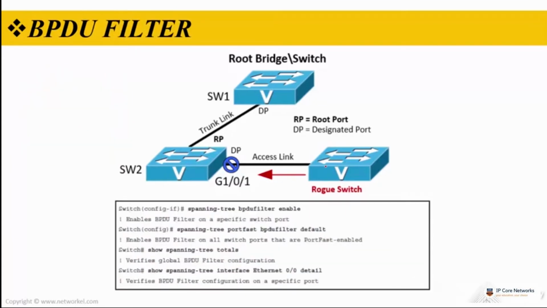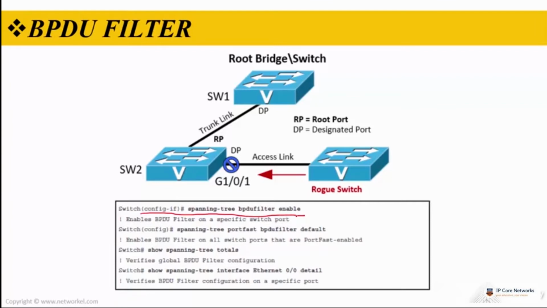BPDU packets are sent even from PortFast enabled ports. BPDUFilter is used to prevent this. BPDUFilter can be configured globally or under the port, like BPDUGuard too. When configured under the port like this, with the spanning-tree bpdufilter enable command, BPDUs are not sent and all BPDUs received are ignored.